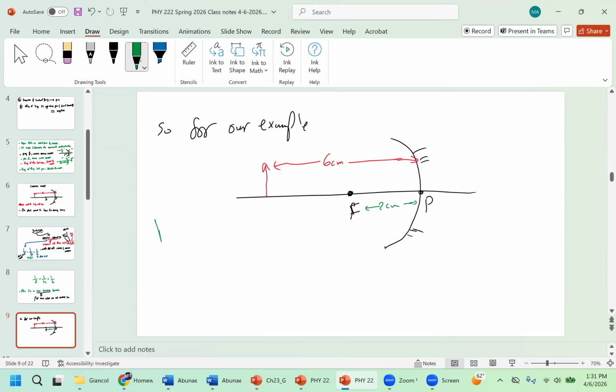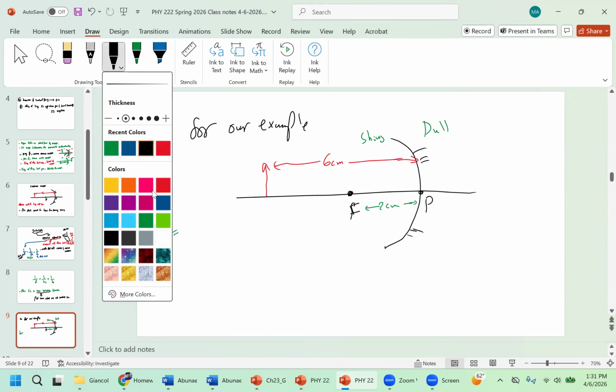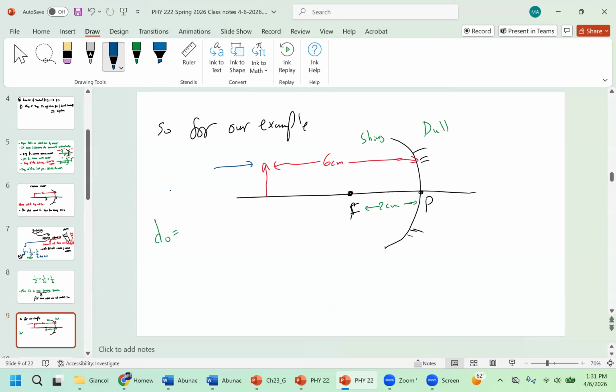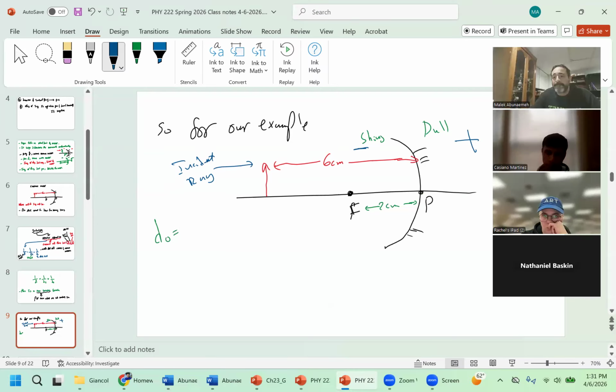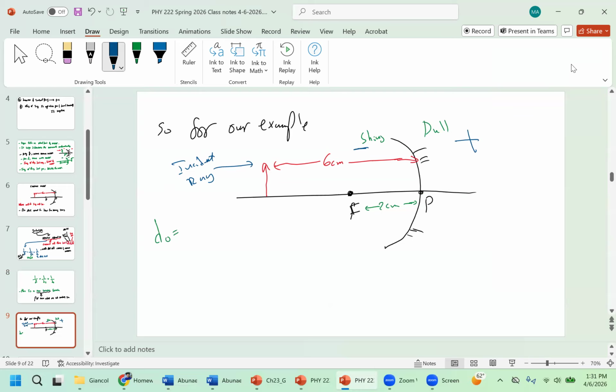So basically, our distance of the image is how much? Well, you got an object. Here's your dull side, I'll go ahead and write it down for you. Here's your shiny side. You got your object. That means your incident ray is coming in this way, which is going to go through the pole. That means this is going to be your positive side. This is going to be your negative side. Are y'all with me so far? Everybody with me? All right. So you got your positive side on that side, your negative side on this.